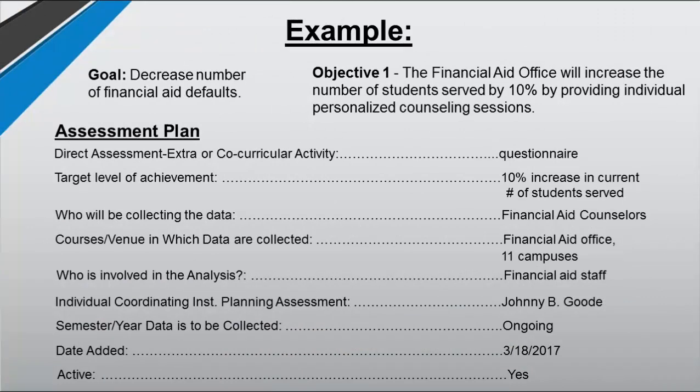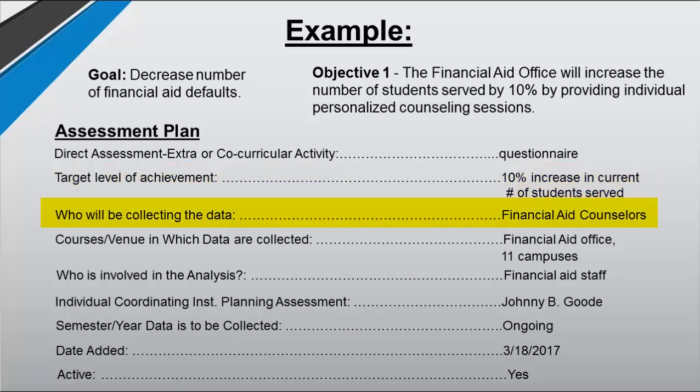We will continue to use the fictional reporting unit titled Training Unit Financial Aid. Before we can understand the details of the assessment plan, we must know which goal and objective they apply to. Here, they have established a goal to decrease the number of financial aid defaults. Their objective is to increase the number of students served by 10% by providing individual personalized counseling sessions. Within their assessment plan, they have established the following. Their direct assessment activity is a questionnaire. Their target level of achievement is a 10% increase in current number of students served.